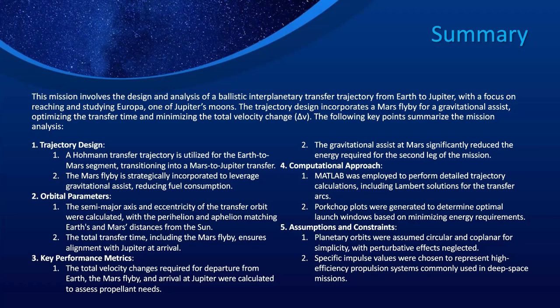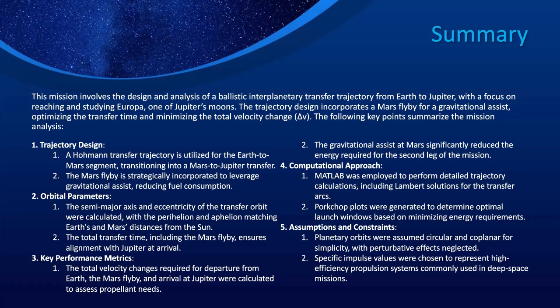We tried to keep the date that the rocket arrives at Mars and its departure from Mars to Jupiter quite close, so it doesn't have to orbit Mars. It can just do a flyby to minimize the time of flight it takes to get to Jupiter. Some of the key performance metrics are that the total velocity changes required for departure from Earth, the Mars flyby, and arrival at Jupiter were calculated to assess propellant needs.